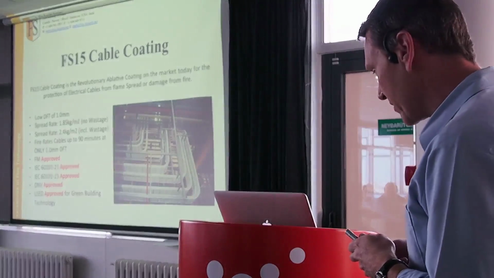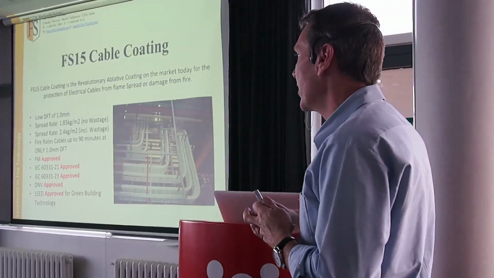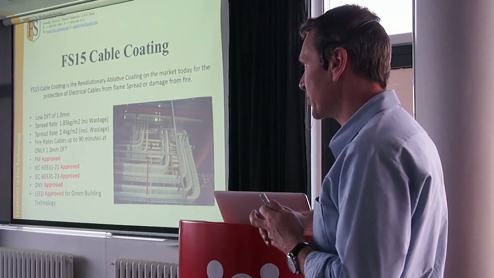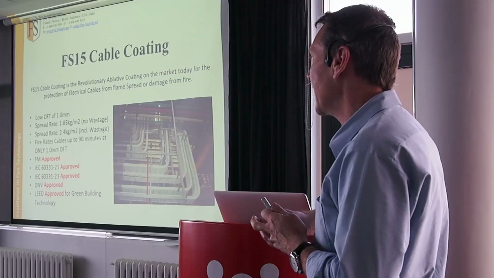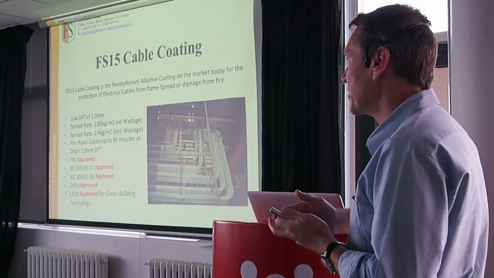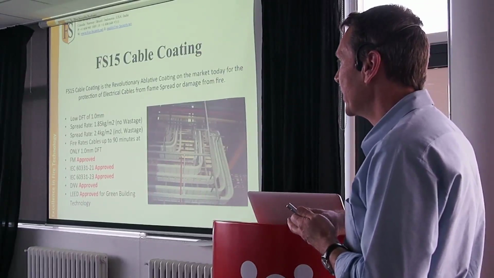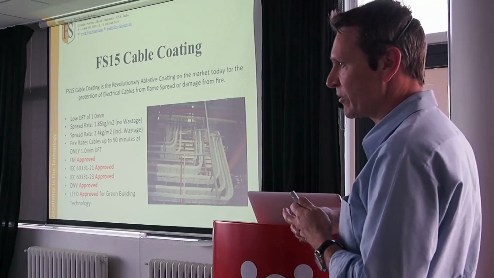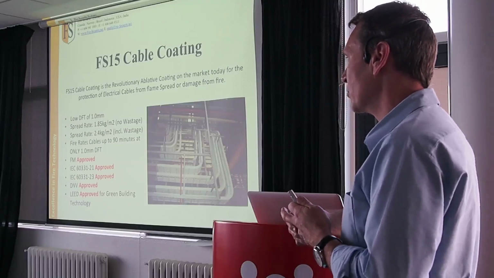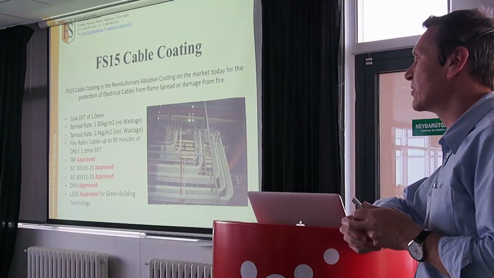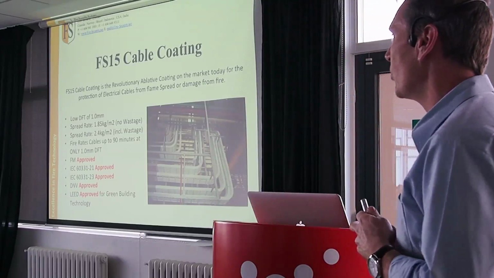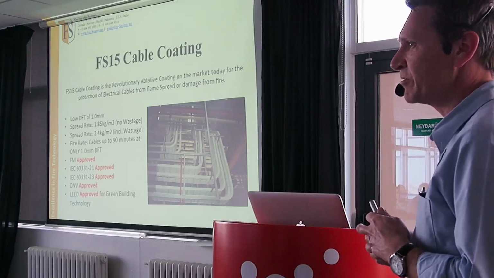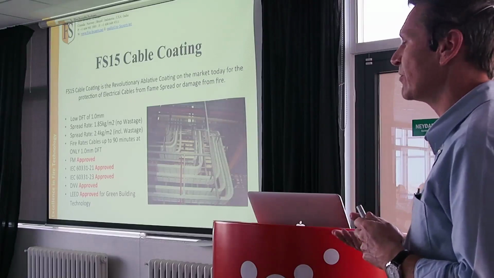So with FS15, we have a very low dry film thickness of 1 millimetre. Industry standard now is still 1.6, so we're 62% under the industry standard. Spread rates: 1.85 kilograms per square metre, no wastage, and 2.4 kilograms per square metre with wastage. We always include the wastage, and the 2.4 kilograms is a wet weight, I should say. Its cured weight is around 1.85 kilograms per square metre, and that's the weight you're adding to your cable or cable tray.